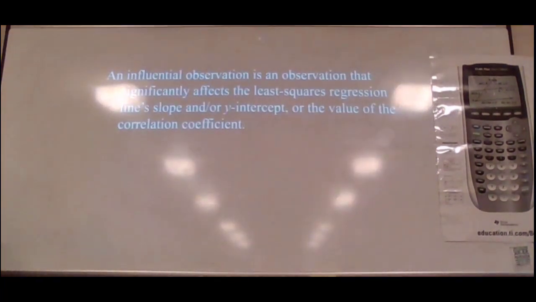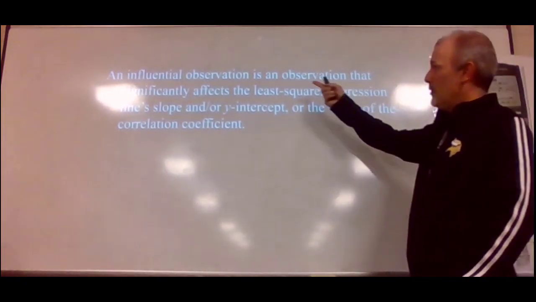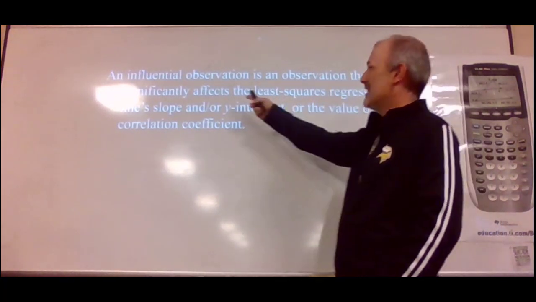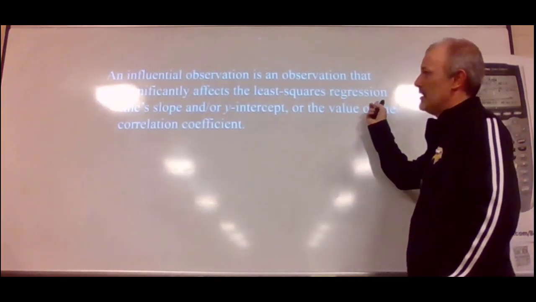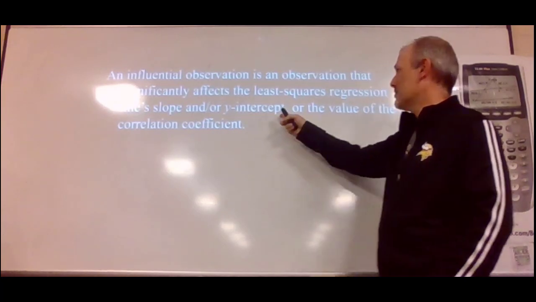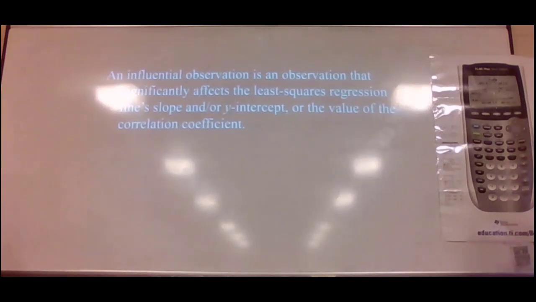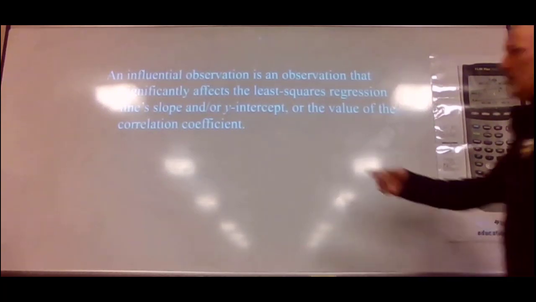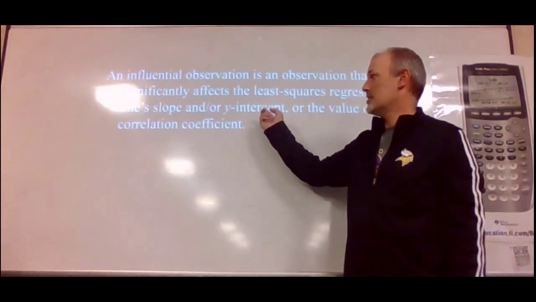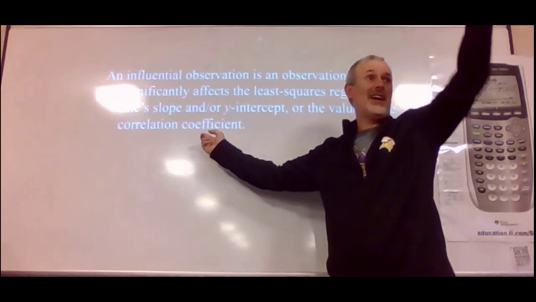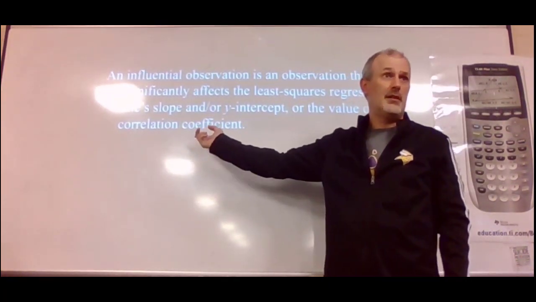But I do want to talk about what happens with these outliers, because that's what we were talking about in section 12.6. An influential observation is an observation that significantly affects the least squares regression line's slope and/or y-intercept, or the value of the correlation coefficient. So remember how I talked about the outlier would pull that line towards it if it's really far away, either above or below? What that's going to do is change the slope, or change the y-intercept, or because it's so far off the line, it'll change the correlation coefficient.